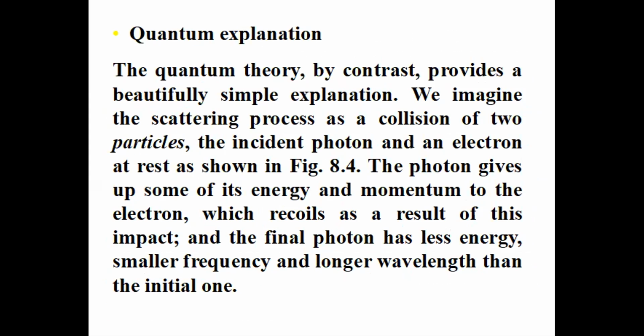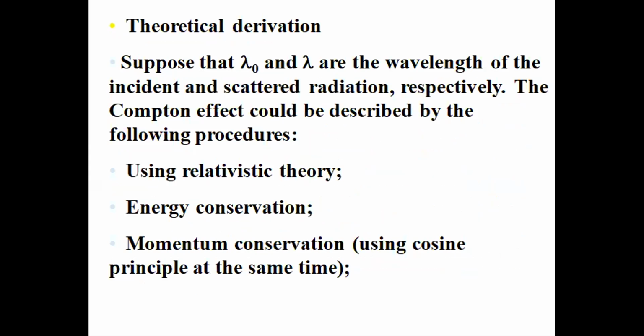The photon gives up some of its energy and momentum to the electron, which is at rest, which recoils as a result of this impact, and the final photon has less energy, smaller frequency, and longer wavelength than the initial one. Theoretical derivation. Suppose that lambda naught and lambda are the wavelength of the incident and scattered radiation respectively.